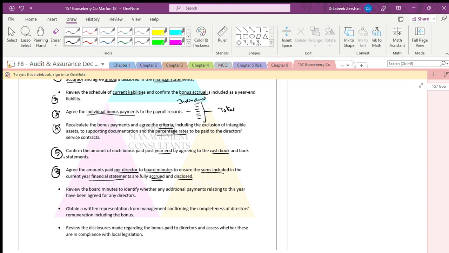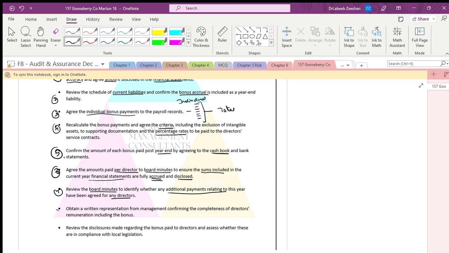Disclosure is one of the substantive procedures factor. Now, what it says, point number 7, review the board minutes. Board minutes, see, these are the decisions. When you are talking about the thing, review whether any additional payment relating to this year has been agreed for any directors. Review the board meeting, and board meeting will give complete minutes: to whom, how much we have to pay and how much we should not pay.